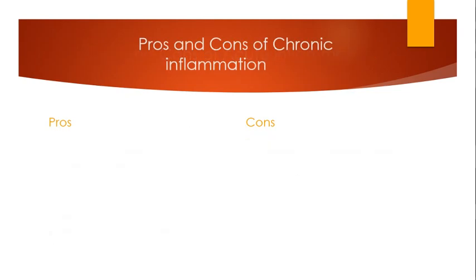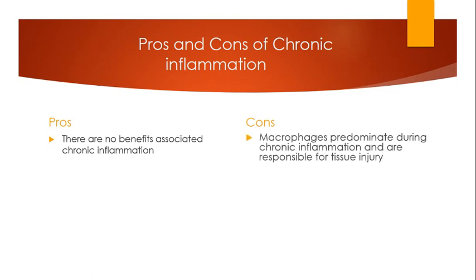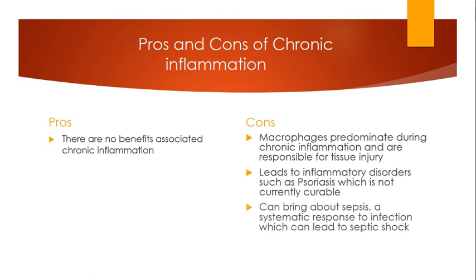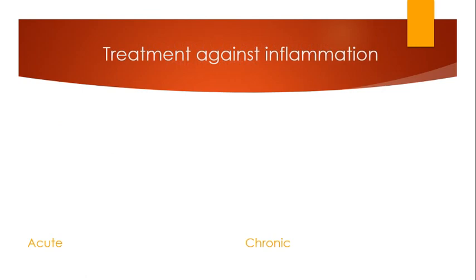Chronic inflammation, however, has no benefits. It results in inflammatory disorders such as psoriasis and can bring about sepsis, a systemic response to infection which can lead to septic shock. Macrophages, which are present during chronic inflammation, are responsible for tissue injury.